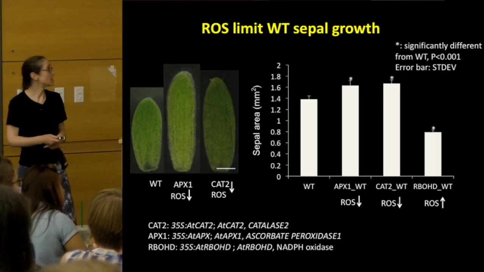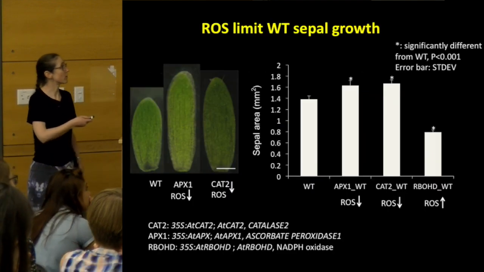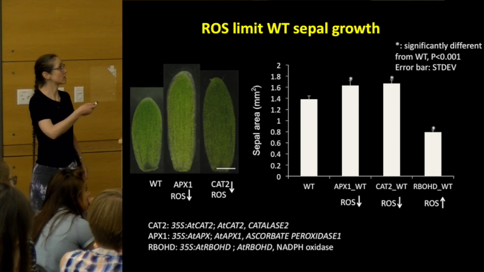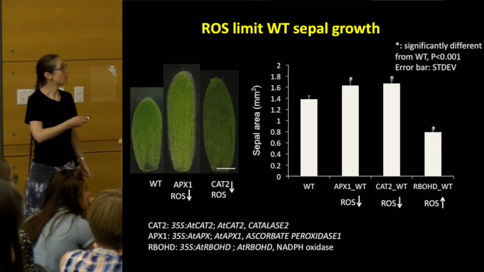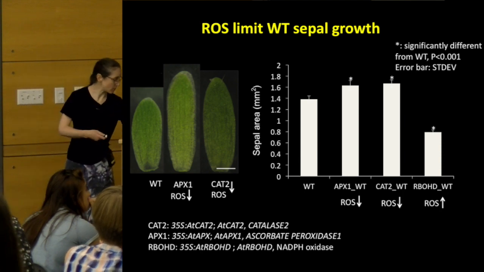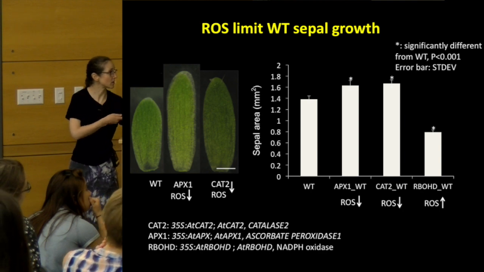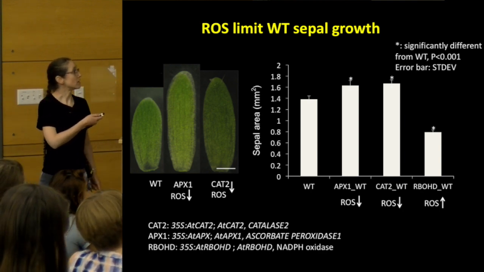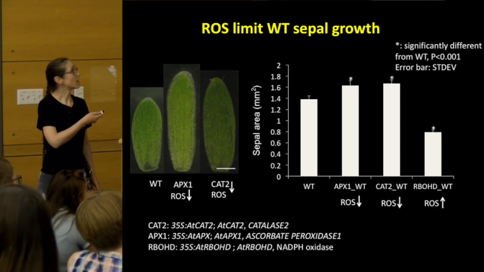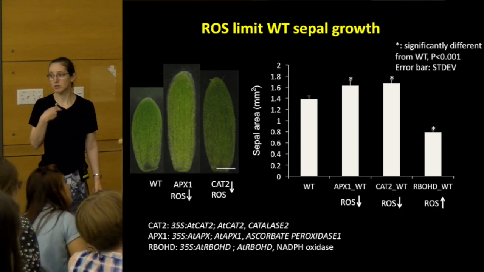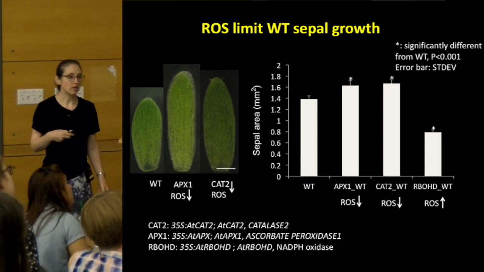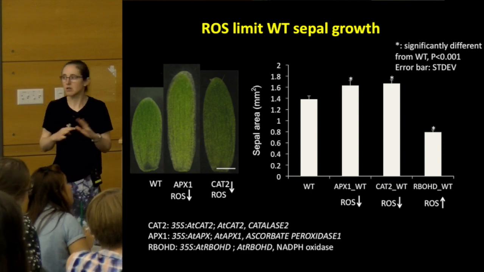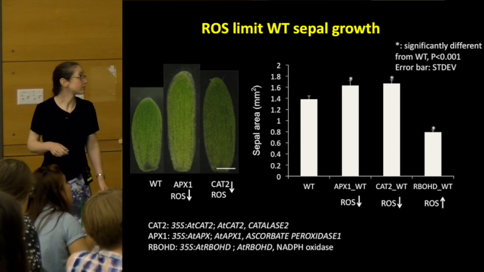And that's what Leland did. She took wild type, and she overexpressed catalase, or she overexpressed ascorbate peroxidase. Both of these are going to decrease reactive oxygen species, and you can see she gets bigger sepals. If we measure it, you can see that they're not massively bigger, but they are significantly larger sepals. Now, I should also say that these are reducing reactive oxygen species. They're not getting rid of them completely.